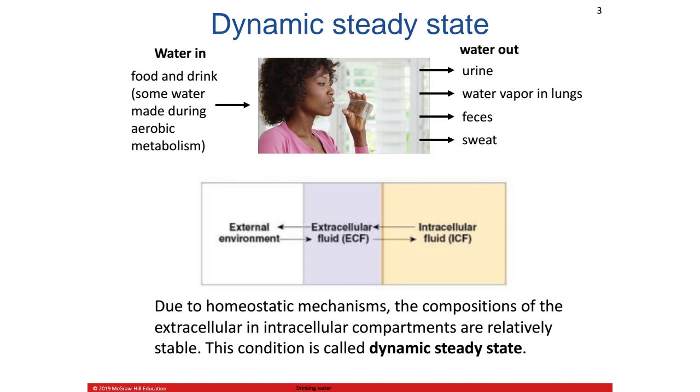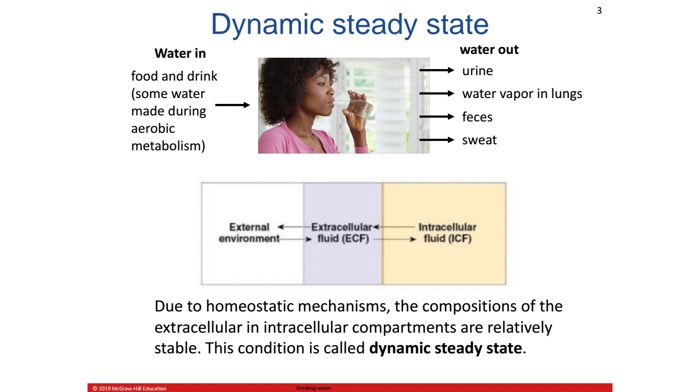Most of the time, the amount of water in the various compartments is relatively stable. So this condition of relative stability is called dynamic steady state. And the reason you have this dynamic steady state is you have a number of homeostatic mechanisms, which we'll talk about, that help to maintain the composition of the extracellular and intracellular fluid compartments stable.